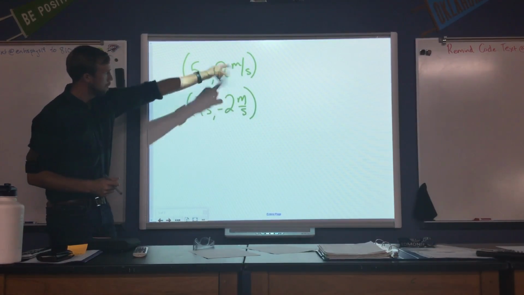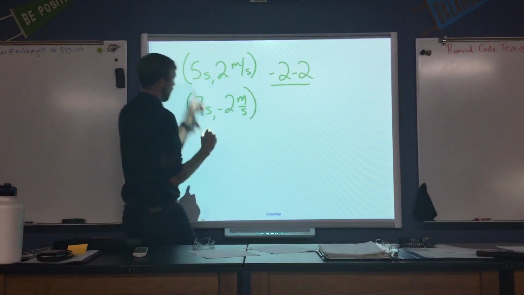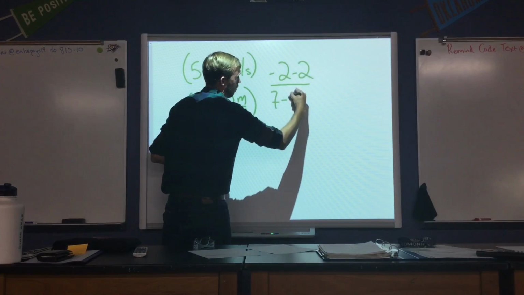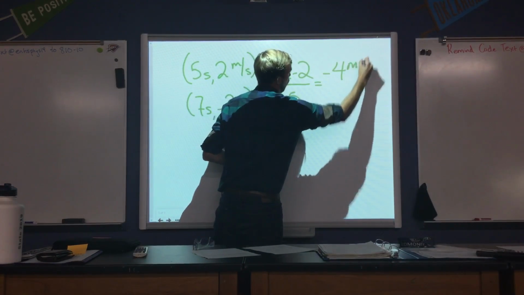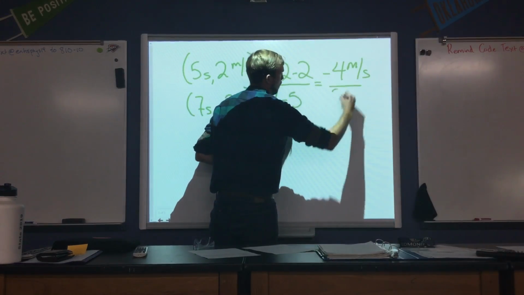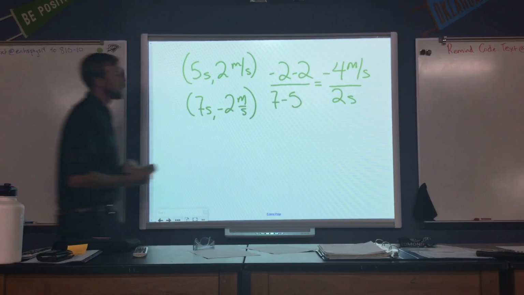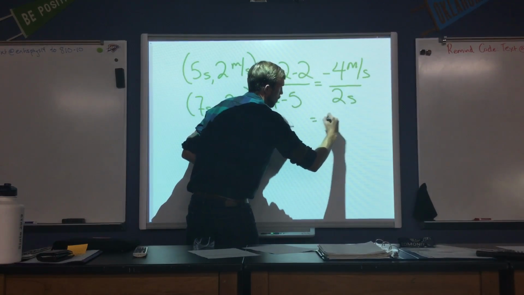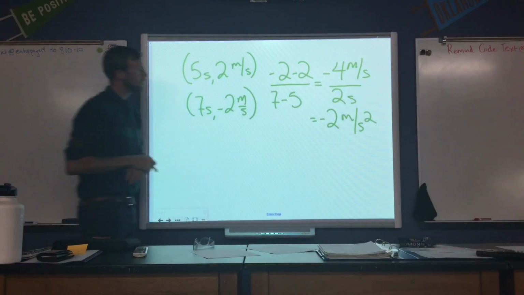So negative 2 minus 2, and 7 minus 5, y2 minus y1 over x2 minus x1. This gives me negative 4 meters per second. 7 minus 5 over 2 seconds. So negative 4 divided by 2, that should give us negative 2 meters per second squared.